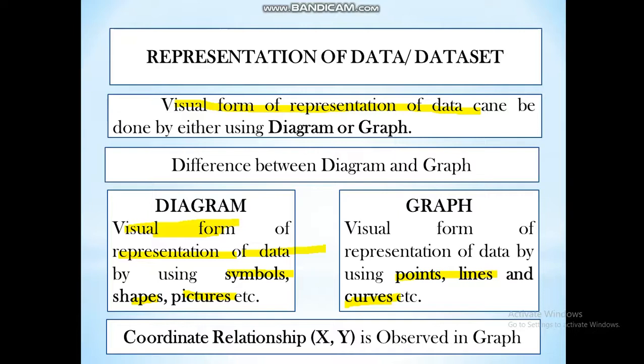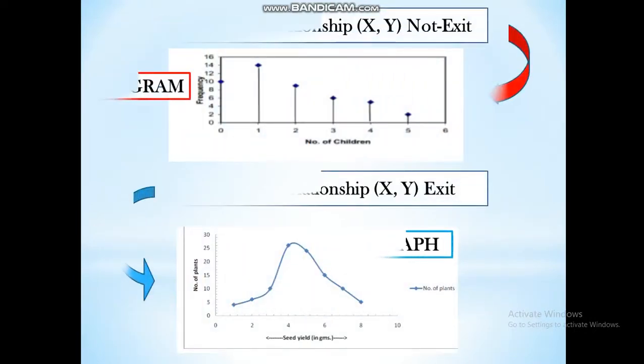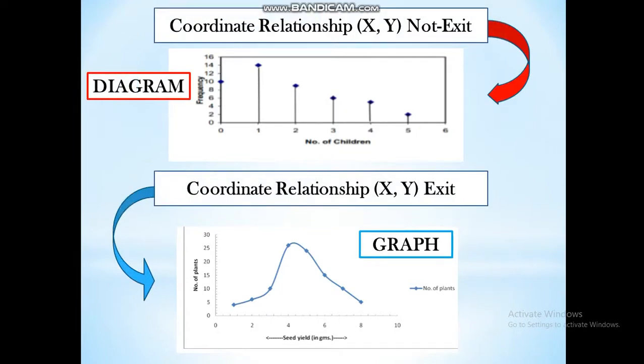In a graph, the xy coordinate relationship is observed, but in a diagram there is no coordinate relationship. For example, the first one is a diagram, and in this diagram there is no xy relationship. But the second one is a graph, and in the graph you can see there is an xy relationship.